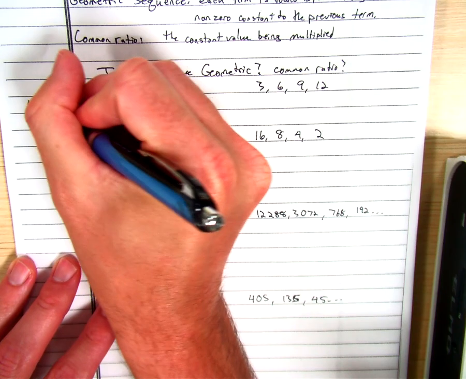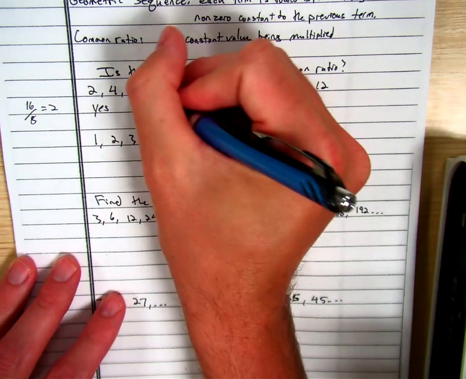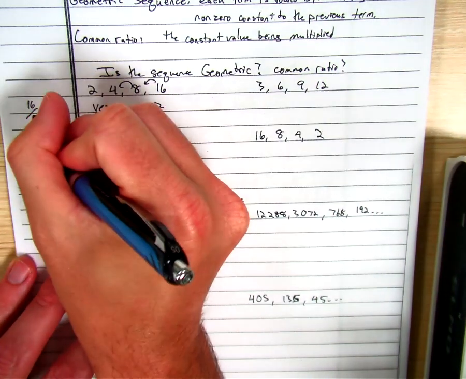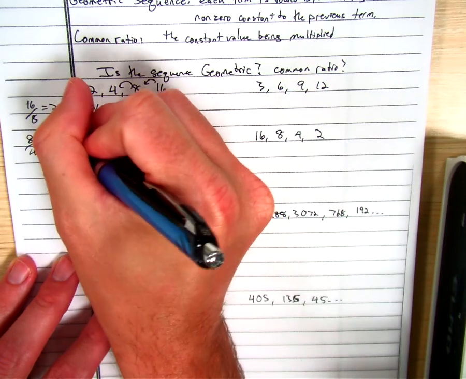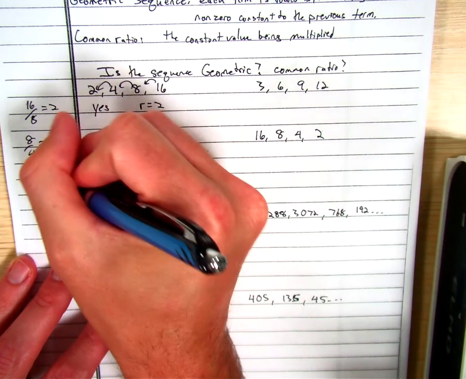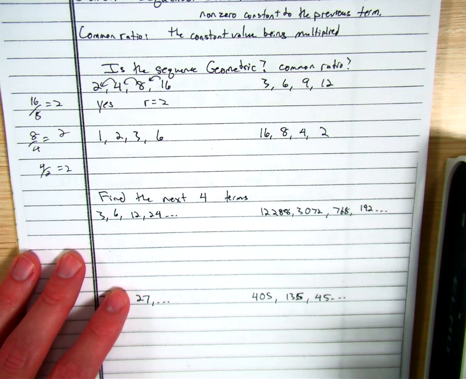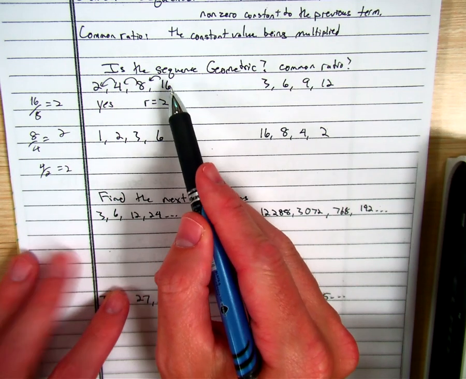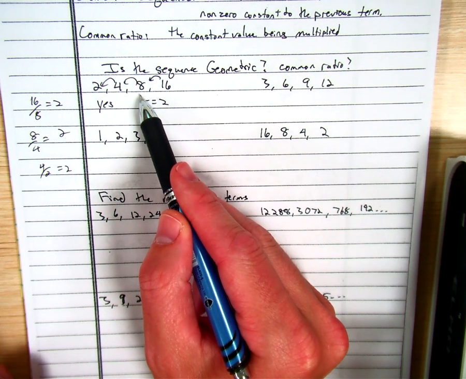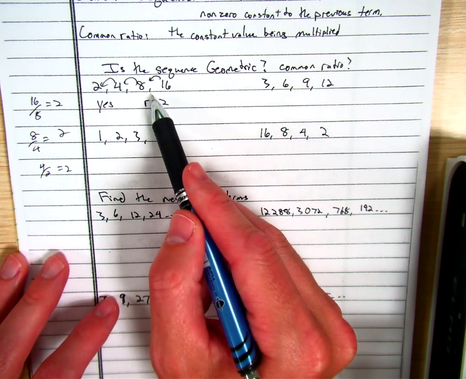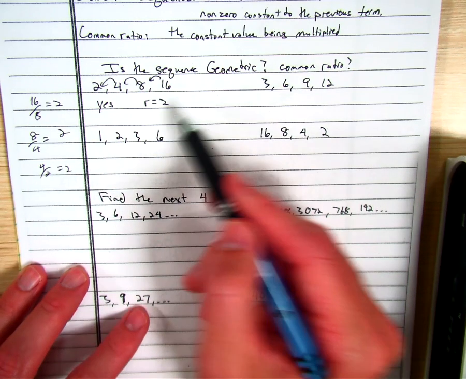16 divided by 8 equals 2. 8 divided by 4 equals 2. 4 divided by 2 equals 2. So that's why it's called the common ratio, because you're taking the one you're on, dividing it by the one before it, and that should give you the ratio or your multiplier.